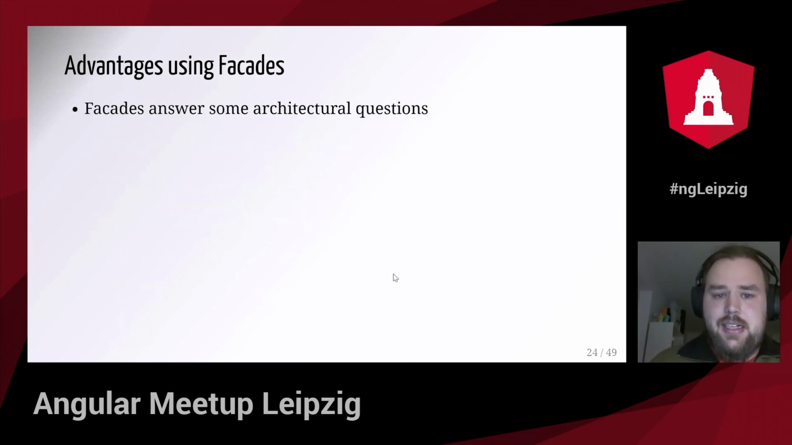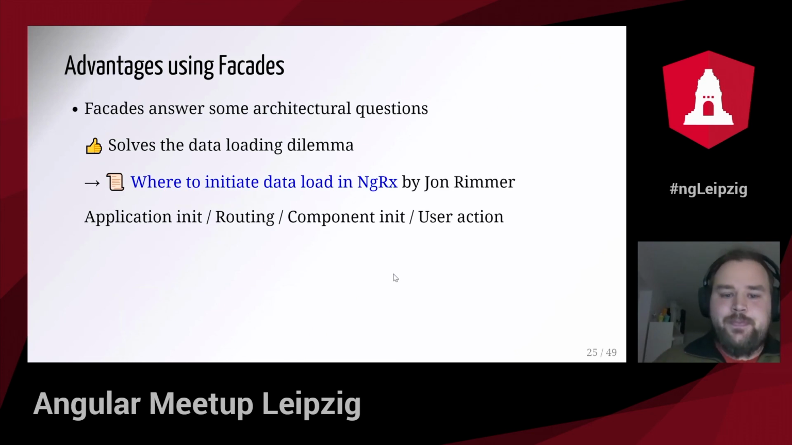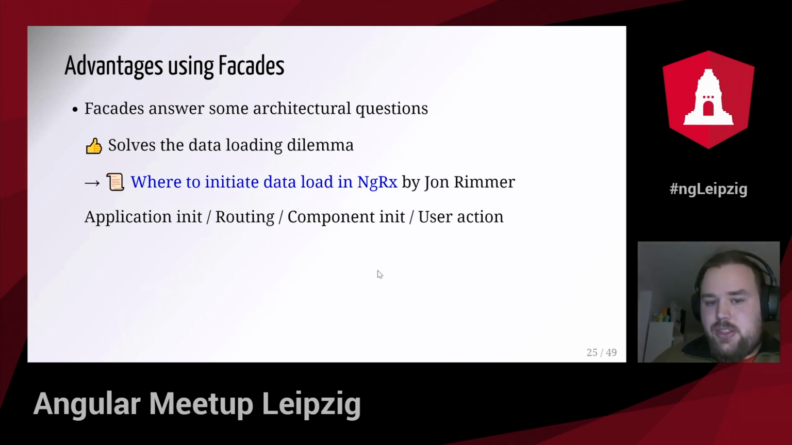And facades also answer some architectural questions. For example, the whole data loading dilemma. If you don't know what I mean, have a look at this blog article by John. He discusses ways where to load data, because depending on which kind of data you are using in your application, there's different ways of where to actually trigger the data loading. With facades, the answer becomes quite easy. Whenever the stream is accessed, you load the data behind it. You can't really do this with vanilla NgRx, because it would have to be done in selectors, and selectors are pure functions that can't have any side effects.